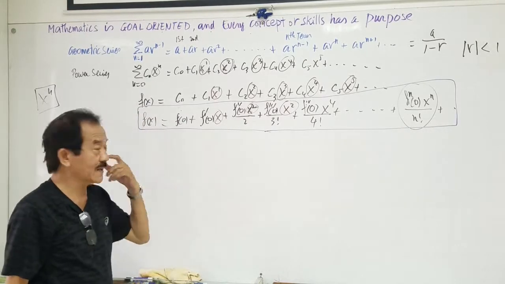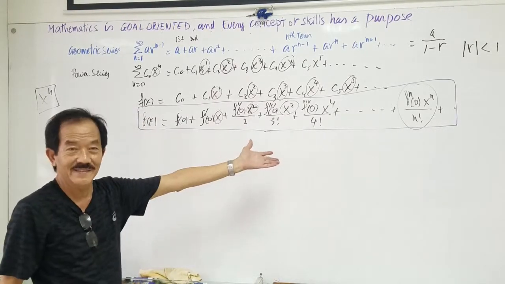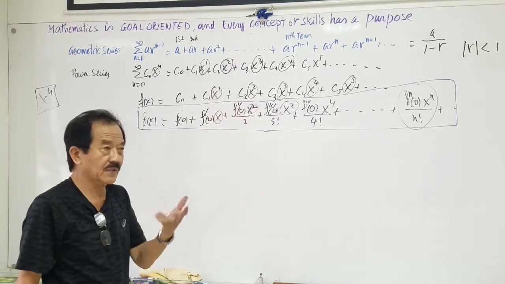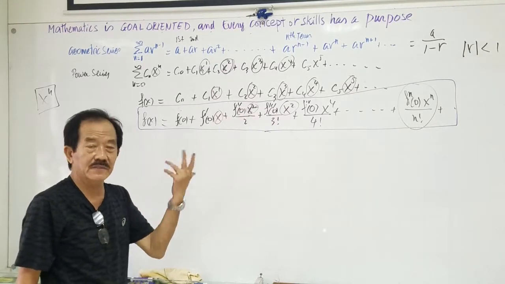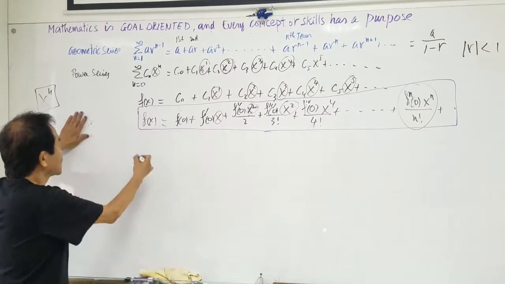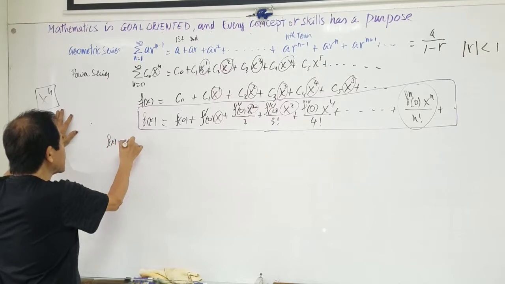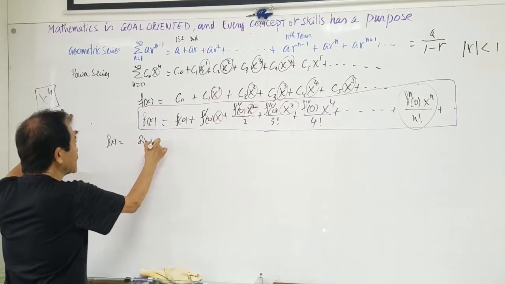Now we have the formula, right? F equals this. So I try to do two applications. I try to do sine and e to the x to see what happens. Okay, so I give f of x equals sine of x.